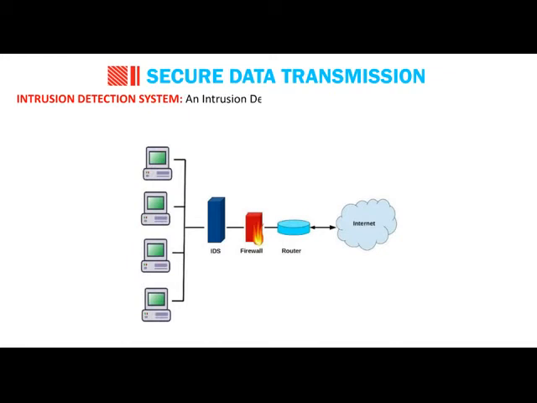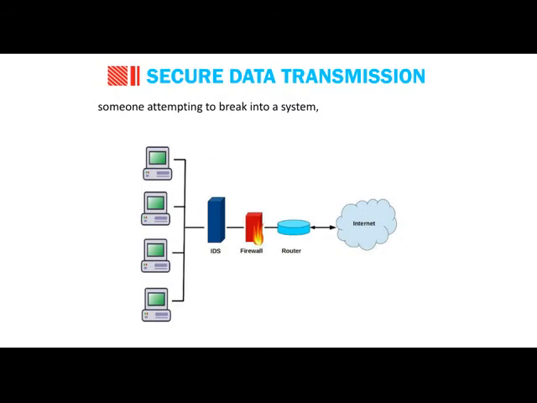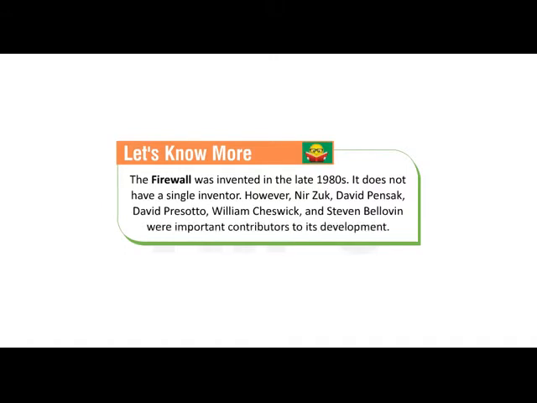Intrusion detection system. An intrusion detection system, IDS, checks all network movement and identifies doubtful patterns that may indicate a network or system attack from someone attempting to break into a system. For example, a firewall. Students know the fact. The firewall was invented in the late 1980s. It does not have a single inventor. However, Jeff Mogul, David Presotto, William Cheswick and Steven Bellovin were important contributors to its development.